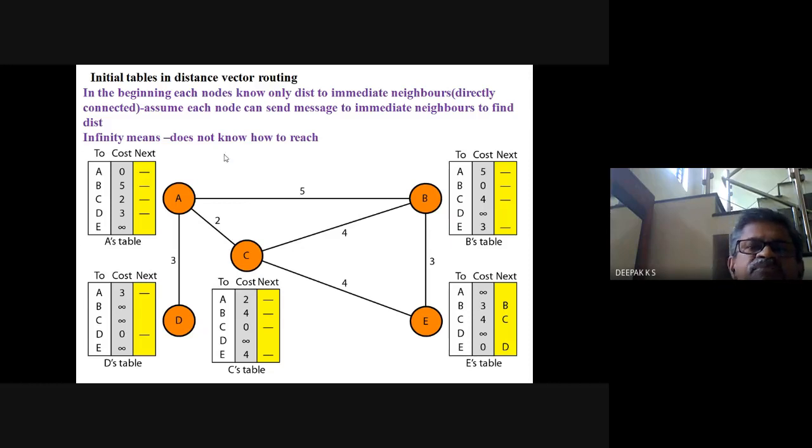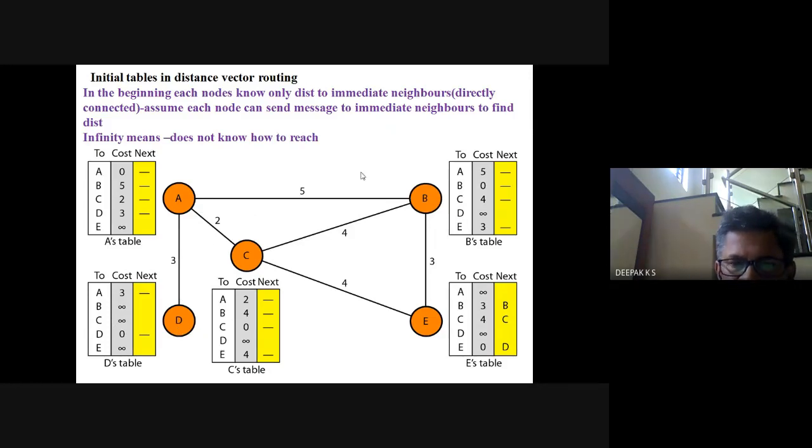So we assume that each node can send a message to immediate neighbors to find the distance. Now infinity means does not know how to reach. So A does not know how to reach E. Now you can know that if A obtains the routing table of C, it can find path to E. Or D obtains routing table of others. A would obtain routing table of D, and D should obtain routing table of B from A.